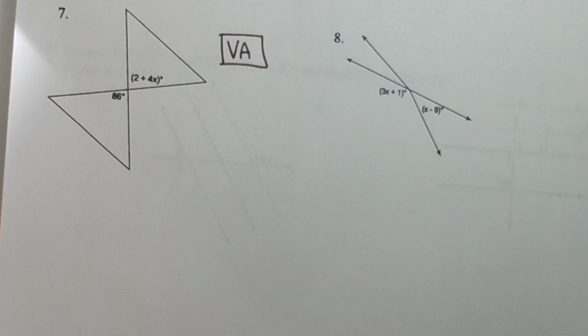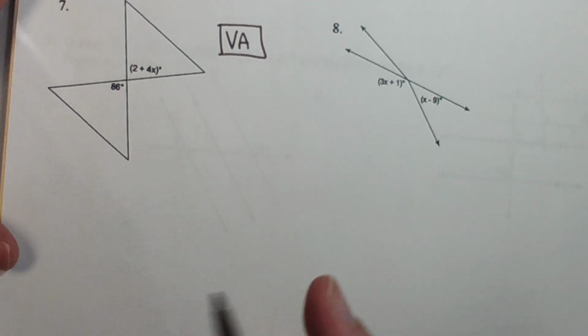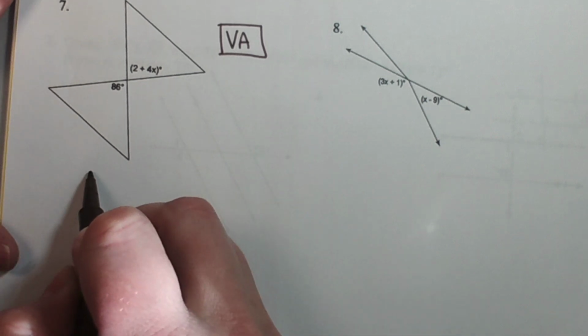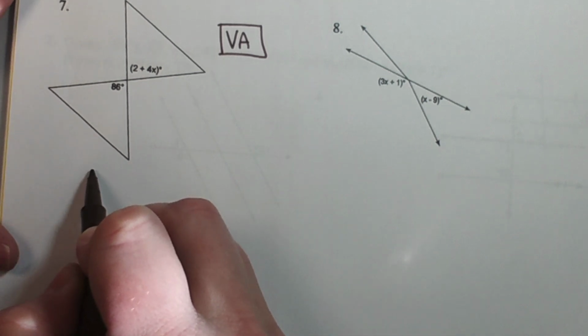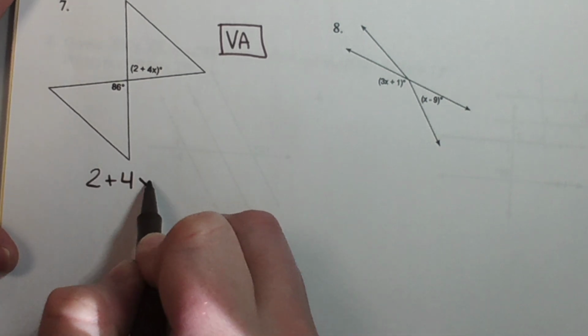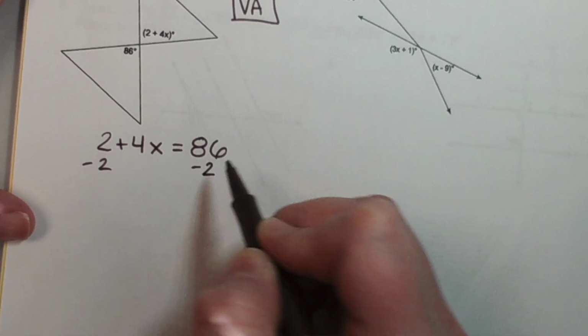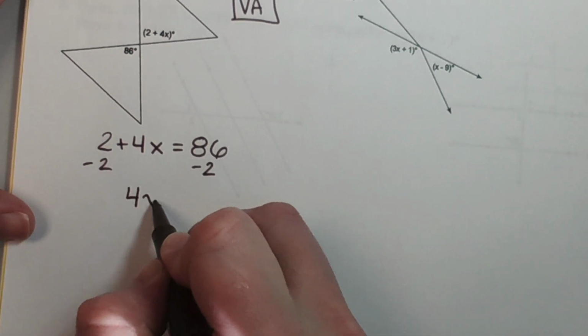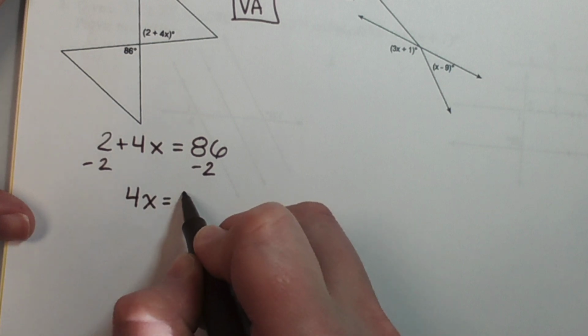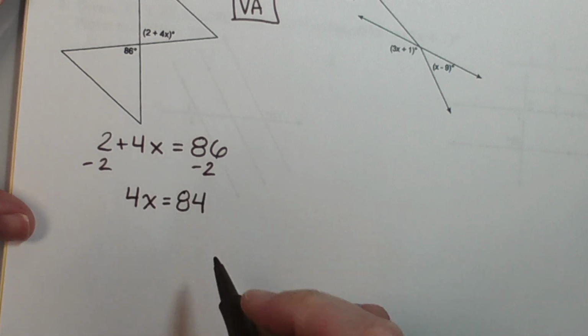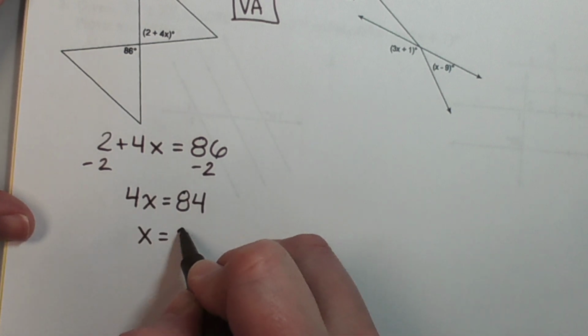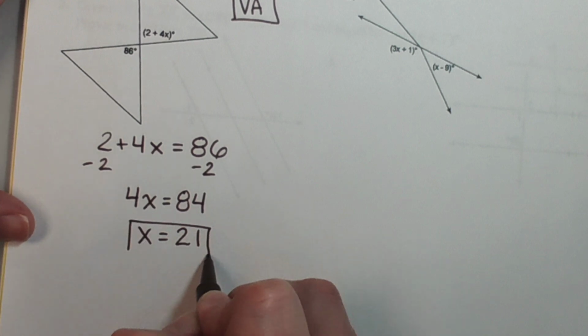Kelby, if they're vertical angles, what's my equation gonna look like? So what would I write then? 2 plus 4x equals 86. You got it. Since x is only one place, I'll move the numbers first. 4x equals 84. Divide by 4, and x is equal to 21.